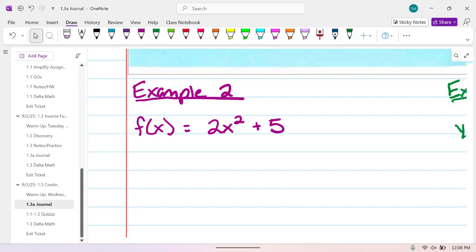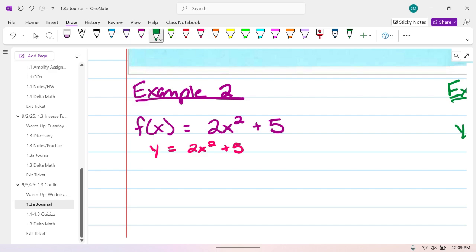All right, so first off, if it ever has f of x, I just go ahead and rewrite it with y in place of f of x because it's the exact same thing. So y is equal to 2x squared plus 5. That's not an official step. It's just the thing that I do because I don't want to deal with f of x. I want to deal with y. They're synonyms in math. They mean the same thing. F of x is the same thing as y.